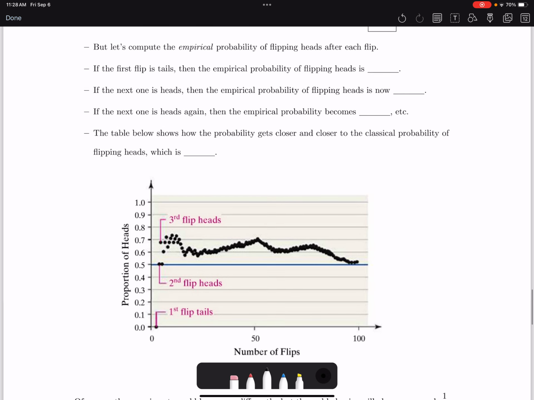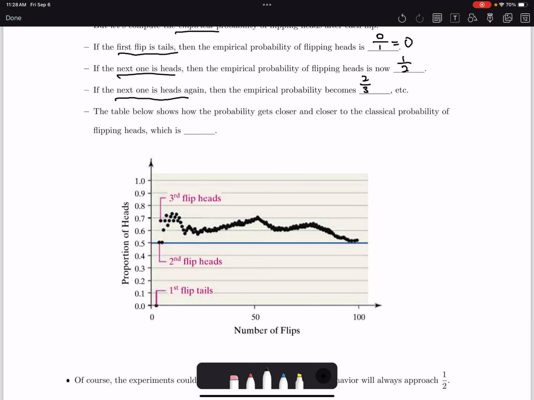But ultimately, in the long run, what we expect to happen is, so after the first flip, the empirical probability was 0. After the second flip, the empirical probability was 1/2. After the third flip, it was 2/3. And then maybe after the fourth flip, we get another tails and it's back down to 1/2, and then heads again, and heads. And so maybe the probability stays above 1/2 for a while, but eventually, over time, the empirical probability of flipping heads is going to get closer and closer to 1/2.